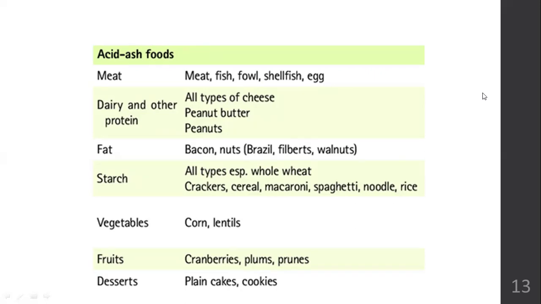So here, acid ash foods are meat, fish, fowl, shellfish, egg, dairy and other proteins, peanut butter, any types of cheese, bacon, that is pork, nuts like Brazil nuts, walnuts, starch, especially whole wheat, crackers, cereals, macaroni, spaghetti, noodles, rice, all the starchy cereals, corn, lentils, fruits like cranberries, plums, prunes, berry type of fruits, plain cakes, cookies. These can be given.